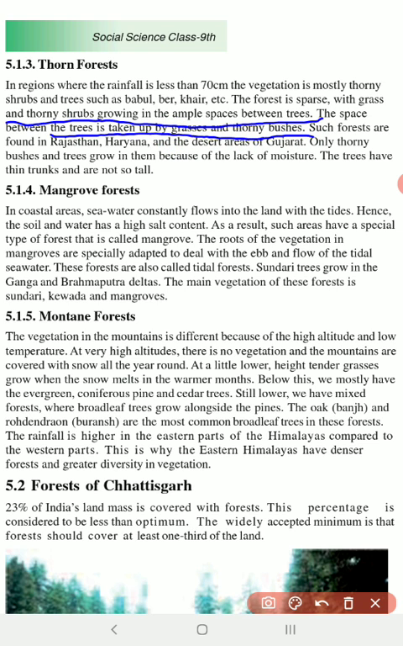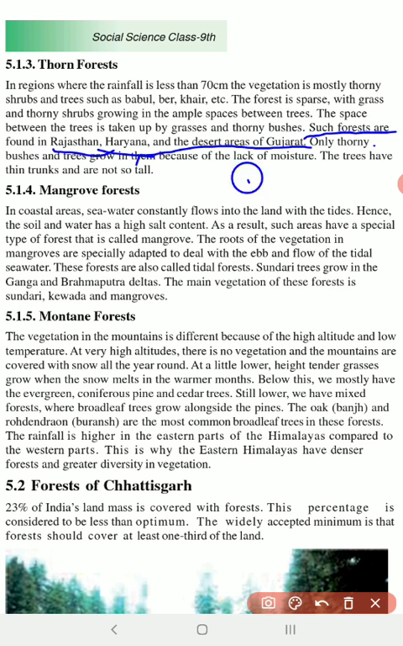So we don't have so much of trees. Okay, trees they grow here and there, but the space between the trees is taken over by the thorny bushes and shrubs. Okay, so where do we find these kinds of forests? We find these forests in Rajasthan, Haryana, and the desert areas of Gujarat. Okay, so only thorny bushes and trees grow in these kinds of forests due to the lack of moisture. Since there is not much wetness, we find very few trees growing there. Okay, right.